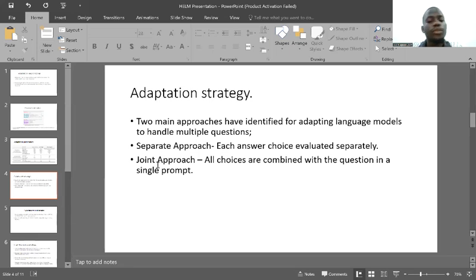And then the second approach will be the joint approach. In this approach, we get all the choices, A, B, C, and D, at once and concatenate them with the question in just a single prompt. And then the model will be able to give out an answer based on those solutions.